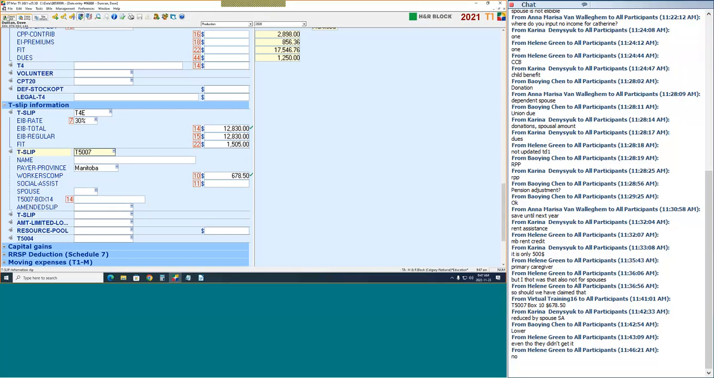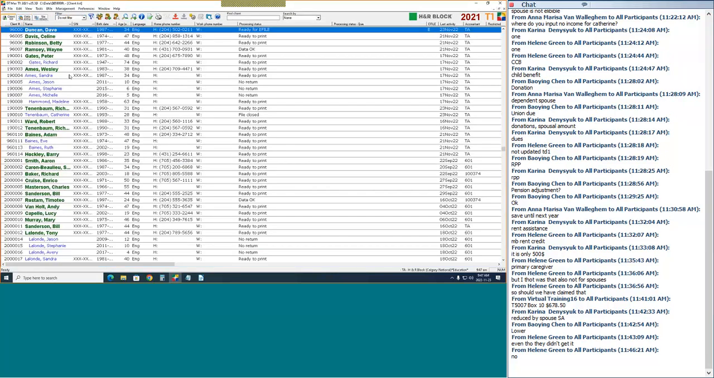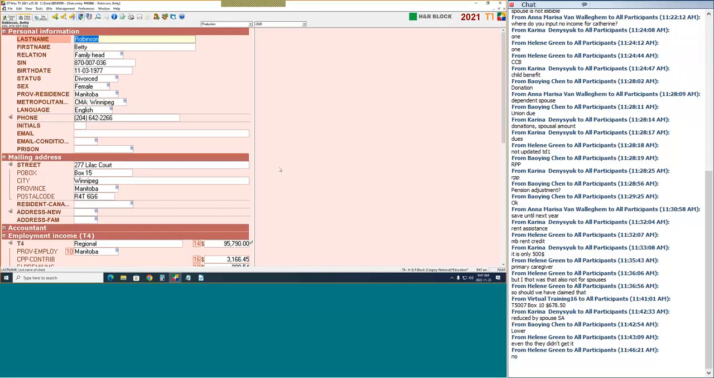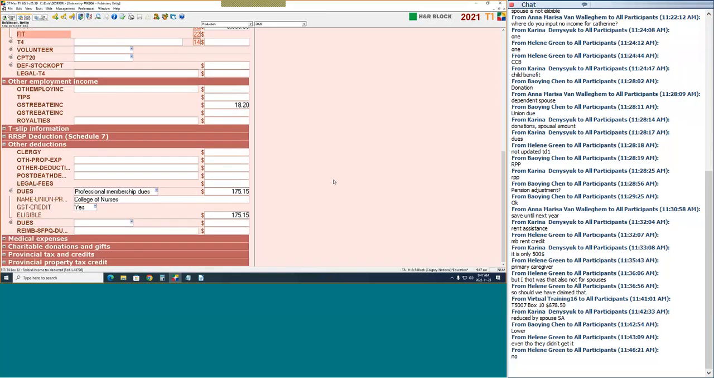Now what I'd like you to do is close Dave, and we're going to go into Betty. So can you find your Betty Robinson file? I'm going to remind you who Betty Robinson was. Betty Robinson was our nurse who had some College of Nurses professional fees and a GST rebate.